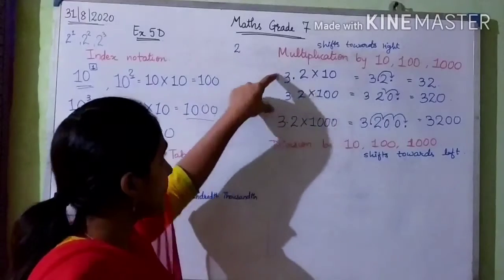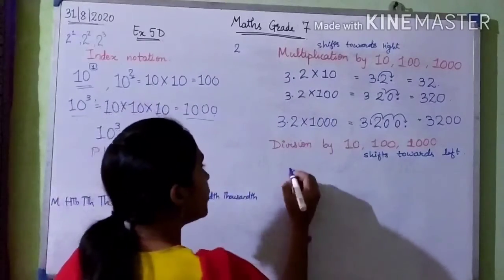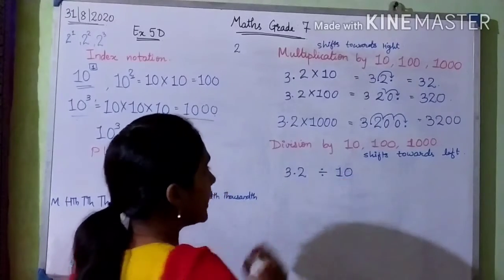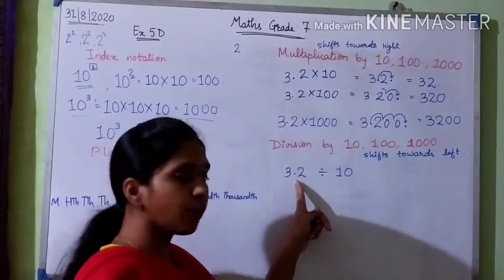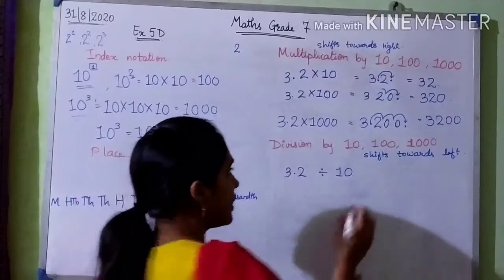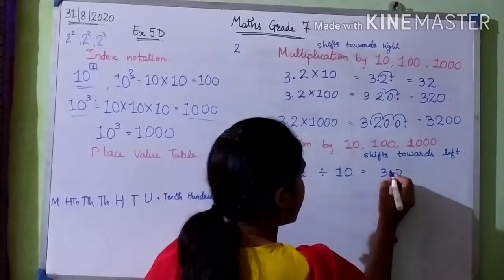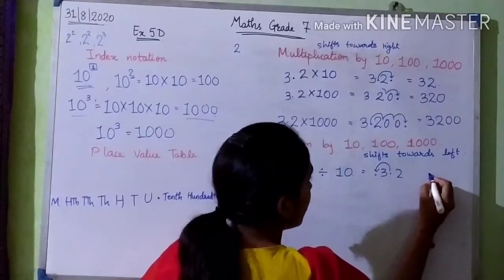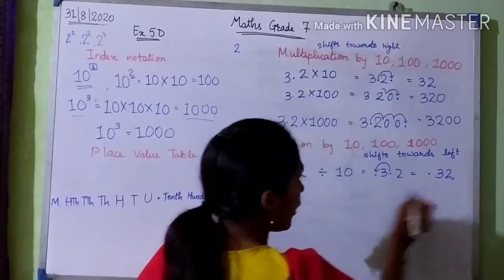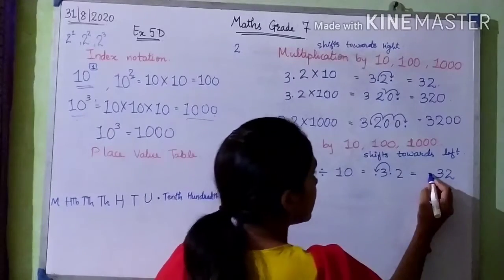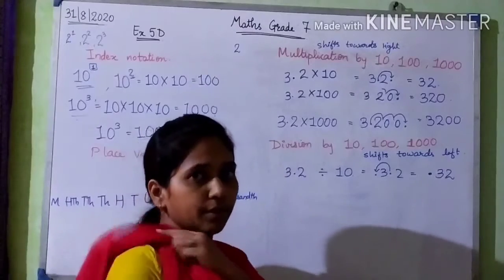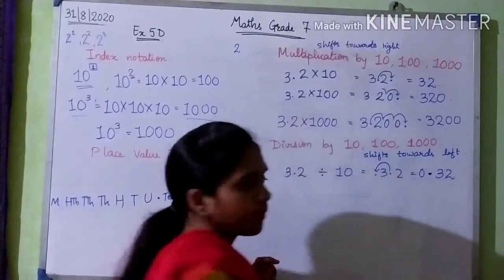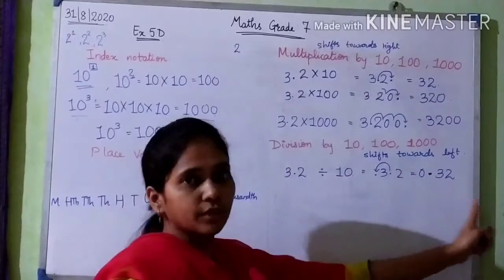Now we will see the division of the same number, 3.2, by 10 first. So 3.2 divided by 10. In 10 there is only one 0, so the decimal point will get shifted one place towards the left. On shifting, this decimal point will come here. So the number has become .32. Here the point is at the start of the number, so we can't just write it like that. We have to put a 0 in front of it. So this becomes 0.32.